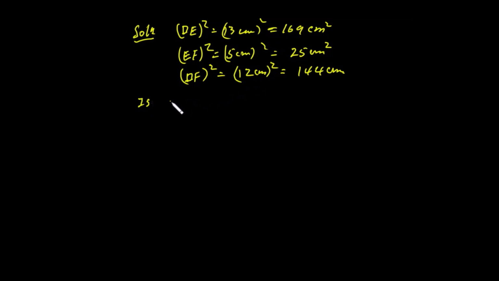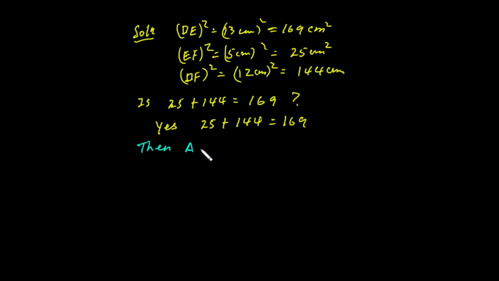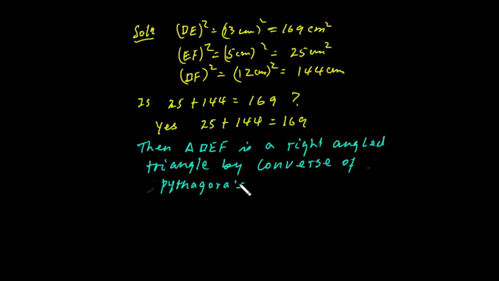Now the question is, the largest is 13 squared, so we take the smaller ones: 25 plus 144 is equal to 169. If it is the converse, it works, so the answer is yes. 25 plus 144 is equal to 169, therefore triangle DEF is a right angled triangle by converse of Pythagoras theorem.